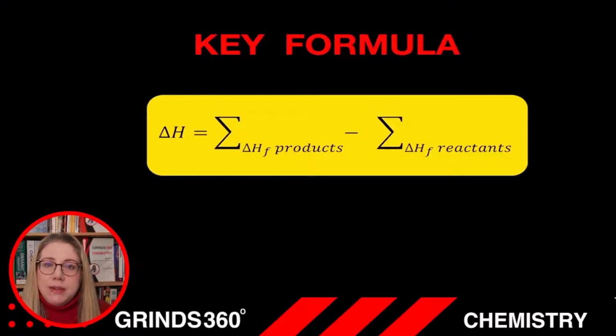Right, so before we can do the calculation, we need this formula here, which is the sum of the heat of formation of your products minus the sum of the heat of formation of your reactants. Now, when it comes to this calculation, some of you might do this with the formation equations. I'm not a big fan of that because it's a lot of work and you don't get marks for writing the equations.